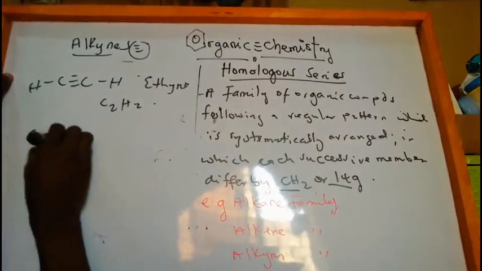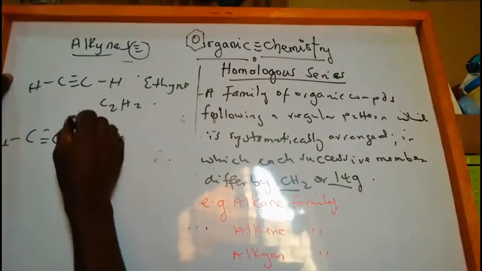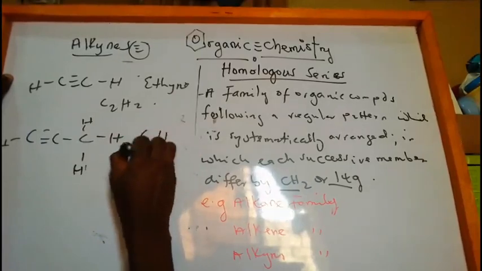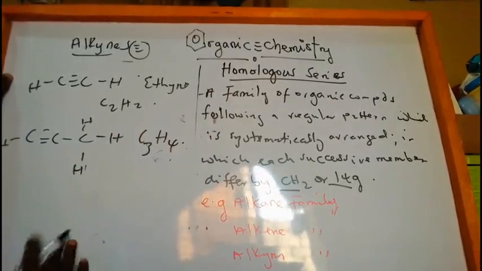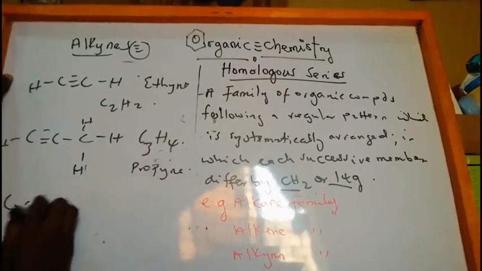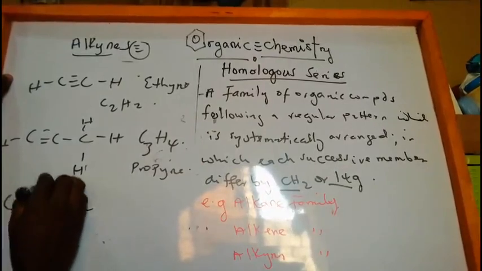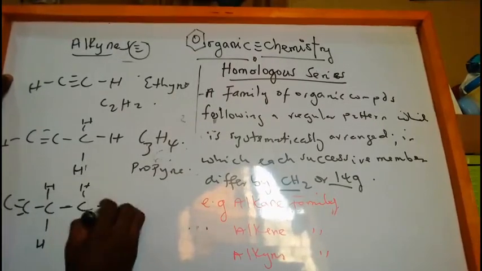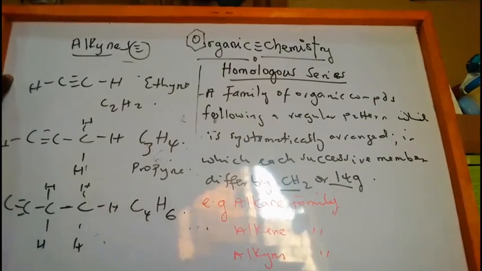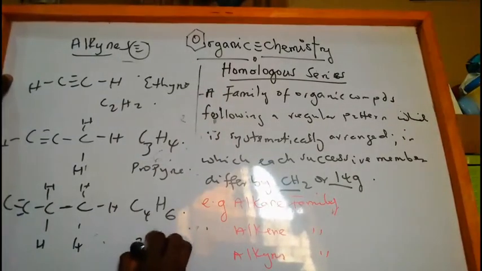The next member is going to be this, so that's C3H4. This is propyne. The next member will be 1, 2, 3, 4, so this is C4H6. This is called butyne.